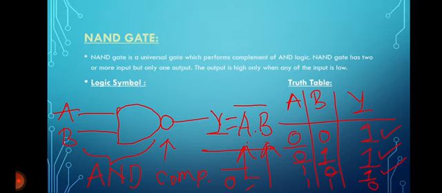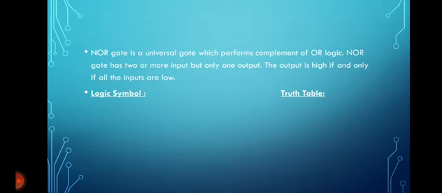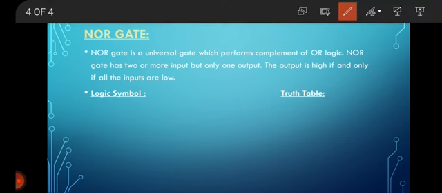Then next is our NOR gate. So NOR gate is a universal gate which performs complement of OR logic. NOR gate has 2 or more inputs but only one output. The output is high if and only if all the inputs are low. See the logic symbol of NOR gate.